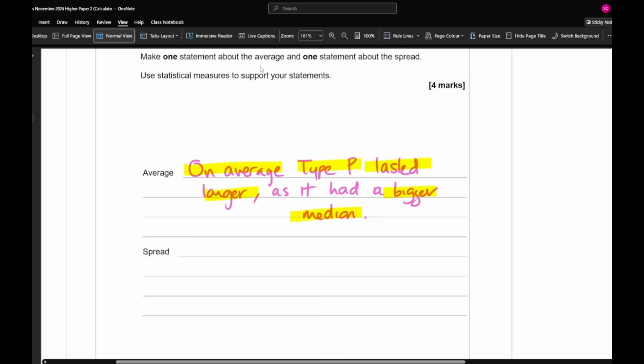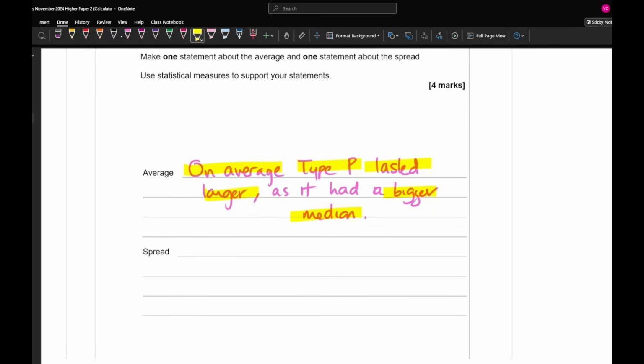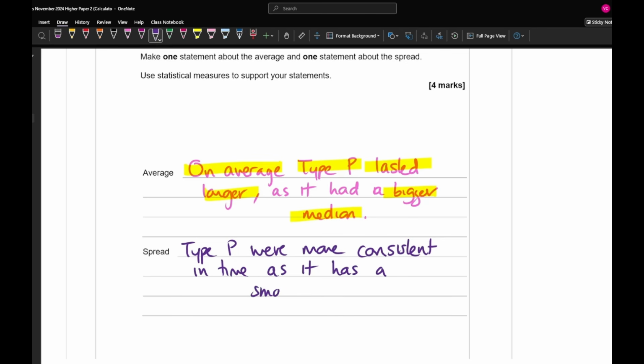And then in terms of the spread, you then want to talk about consistency. So what you then want to say is that type P were more consistent in time as it had a smaller IQR. And again, the key word you want to include is that type P were more consistent because they had a smaller IQR.